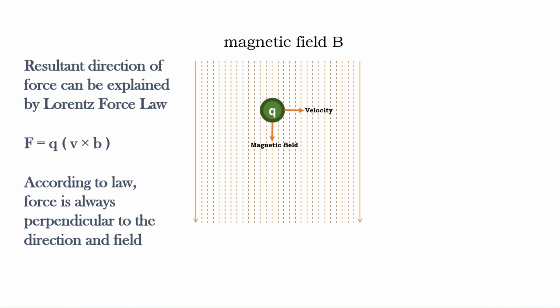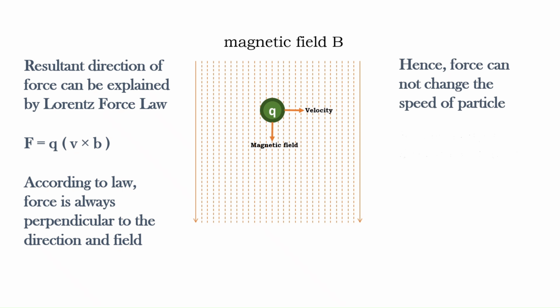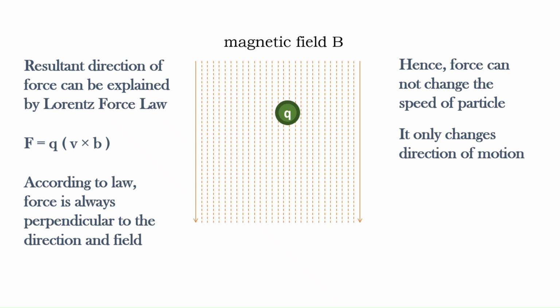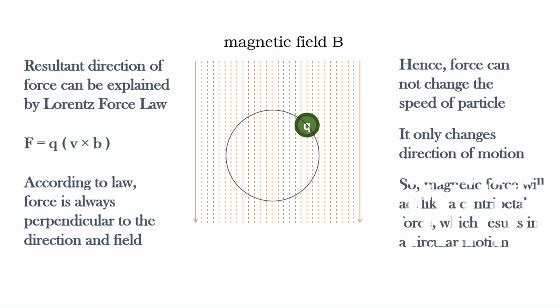Now here's the key idea. Since the force is perpendicular to the velocity, it cannot change the speed of the particle. It only changes the direction of motion. A force that constantly changes direction but not speed causes circular motion. So the magnetic force acts like a centripetal force, keeping the particle moving in a circle.